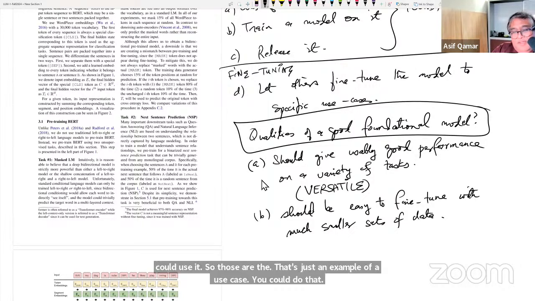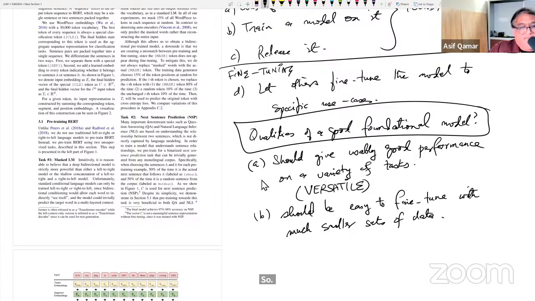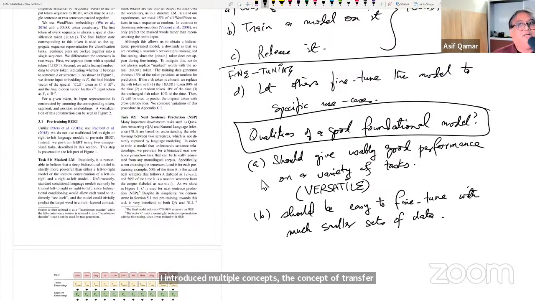So I introduced multiple concepts, the concept of transfer learning, the concept of a pre-trained model. Pre-trained model takes a lot of data to train a foundational model, right?